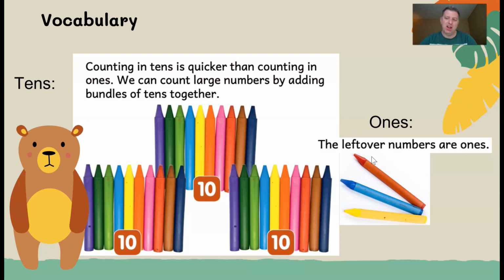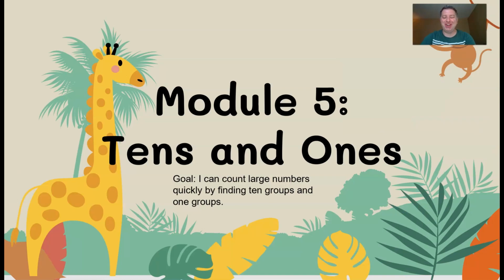Okay? Sounds a little confusing. We will be using this information to actually name these large sets. But for now, I just want you to focus on what is 10 and what is 1. What are tens and what are ones? That's our goal for today. We're on Module 5, tens and ones. And our goal is I can count large numbers quickly by finding 10 groups and 1 groups. So all we're doing is finding the tens and ones quickly, okay?